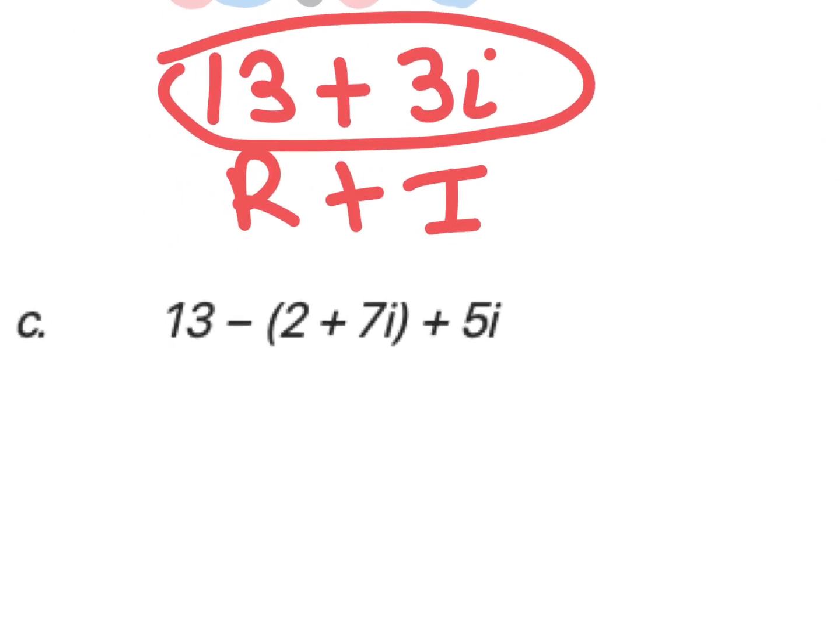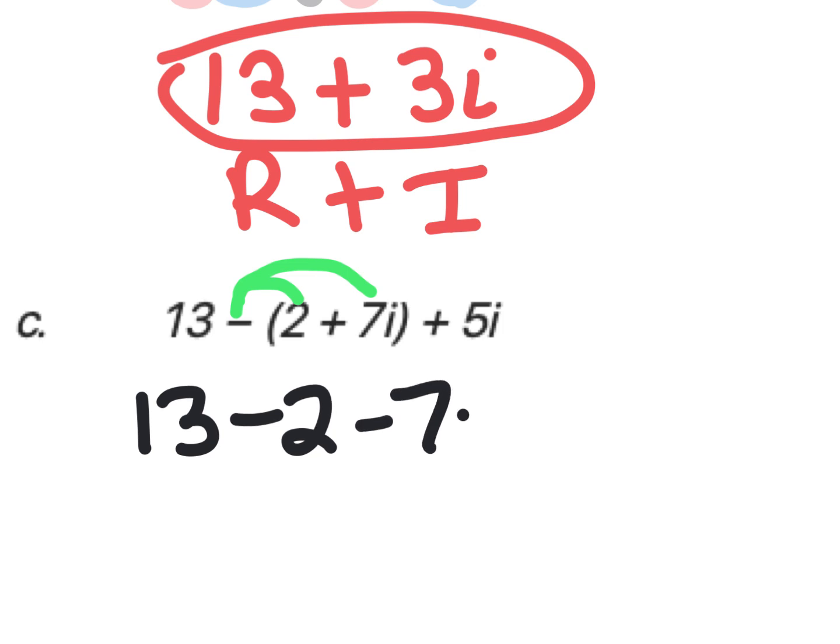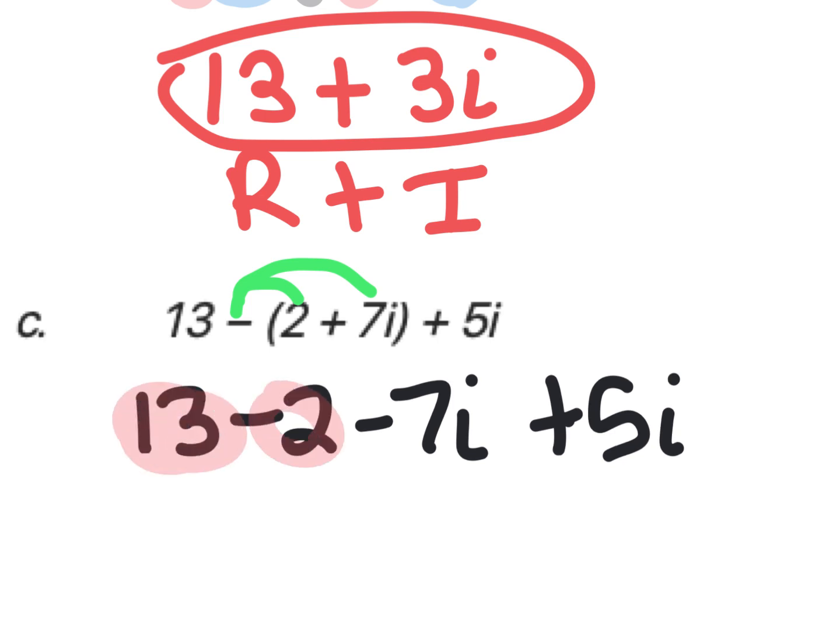We have 13. We need to make sure we distribute that negative just to what's in parentheses after it. So we are going to have 13 minus 2 minus 7i, because I distributed that negative, plus 5i. And then I look and I'm like, okay, here's a real, here's a real. Those two are both real. And negative 7i, positive 5i are both imaginary.